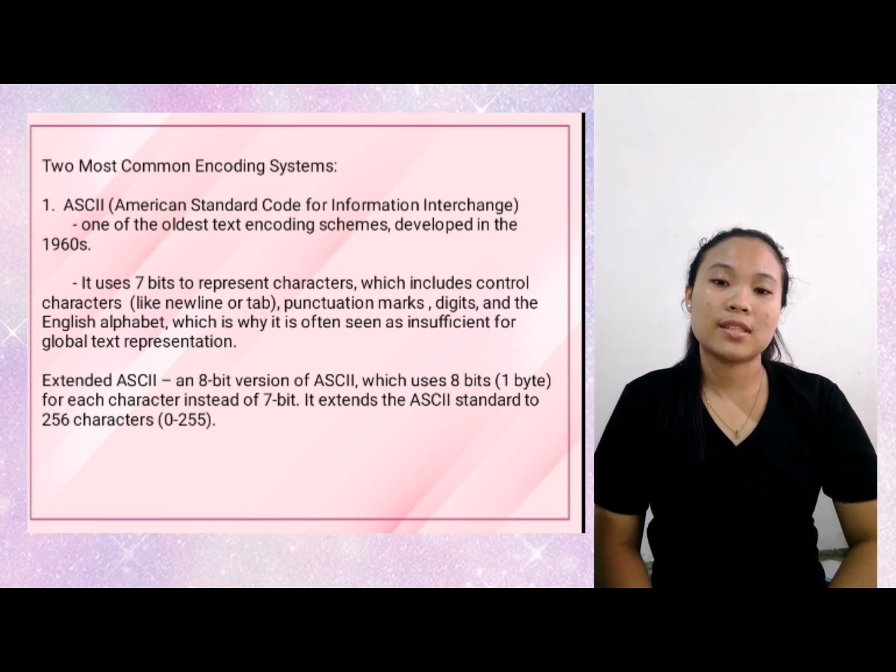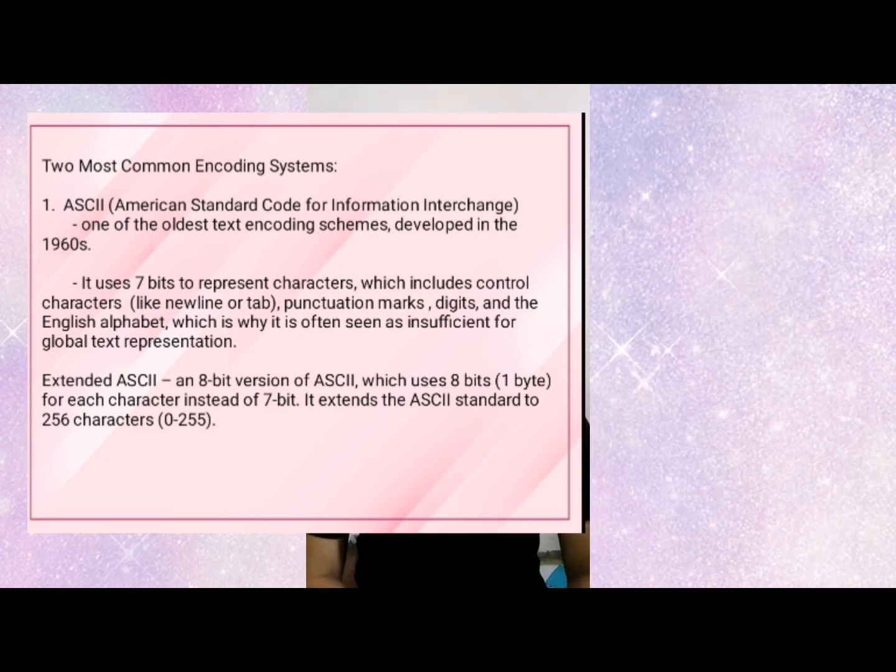One of the oldest text encoding schemes, developed in the 1960s, it uses 7 bits to represent characters, which include control characters like new line or tab, punctuation marks, digits, and the English alphabet, which is why it is often seen as insufficient for global text representation. For example, the letter A is represented by the number 65 in ASCII. A new line character or line break is represented by 10 in decimal.